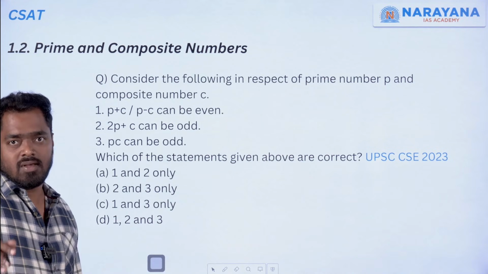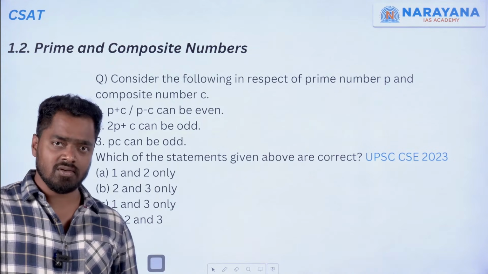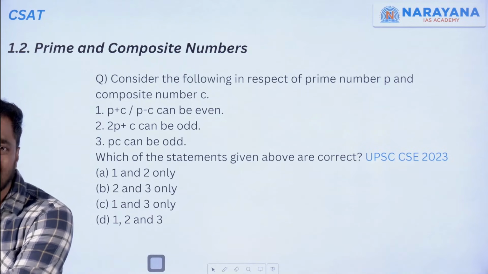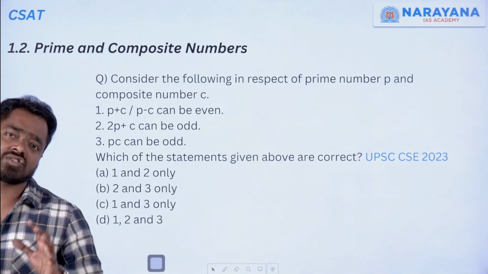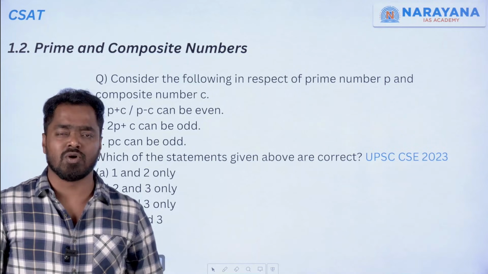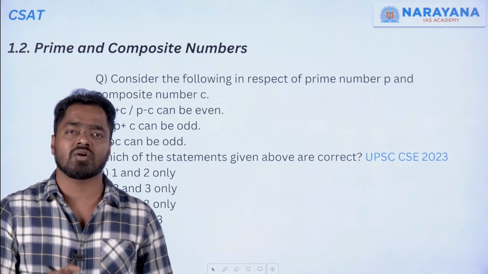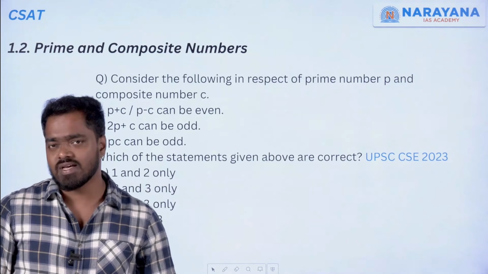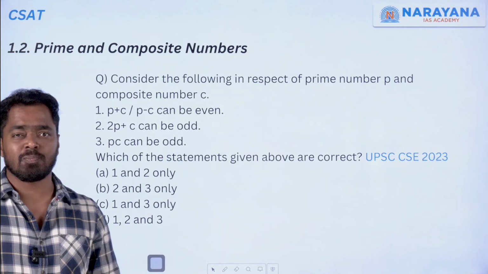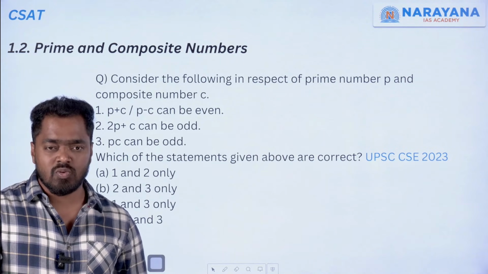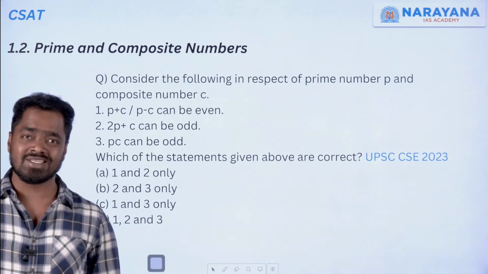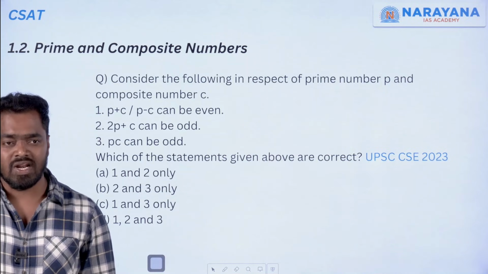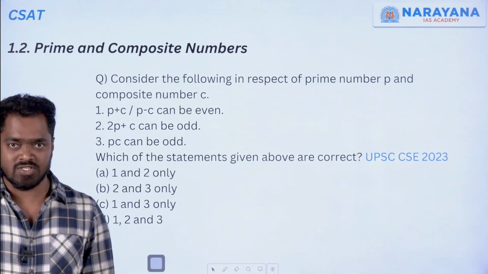Next. So try to solve this question. All the subtopics which come under this topic, number system, are very important. From every subtopic, questions are asked in the examination. So this is from prime and composite numbers. This question was asked in the 2023 CSAT paper. So try to understand and try to attempt this question.